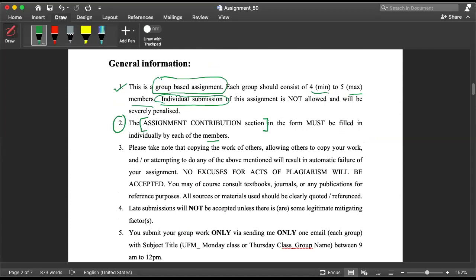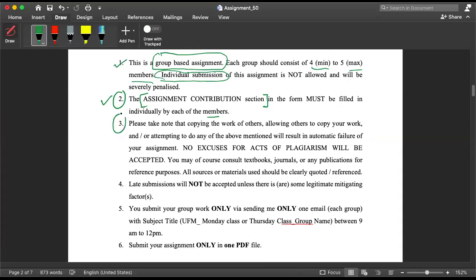So everybody understand? Regarding number 2, is it okay? Any questions regarding number 2? Okay, so let's move on to number 3.